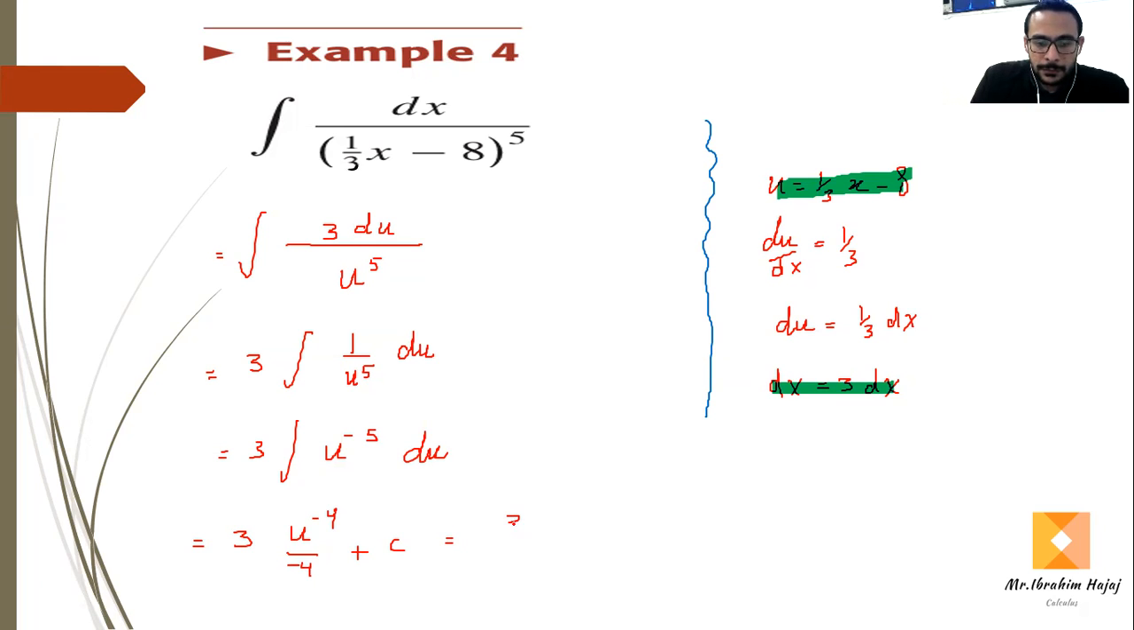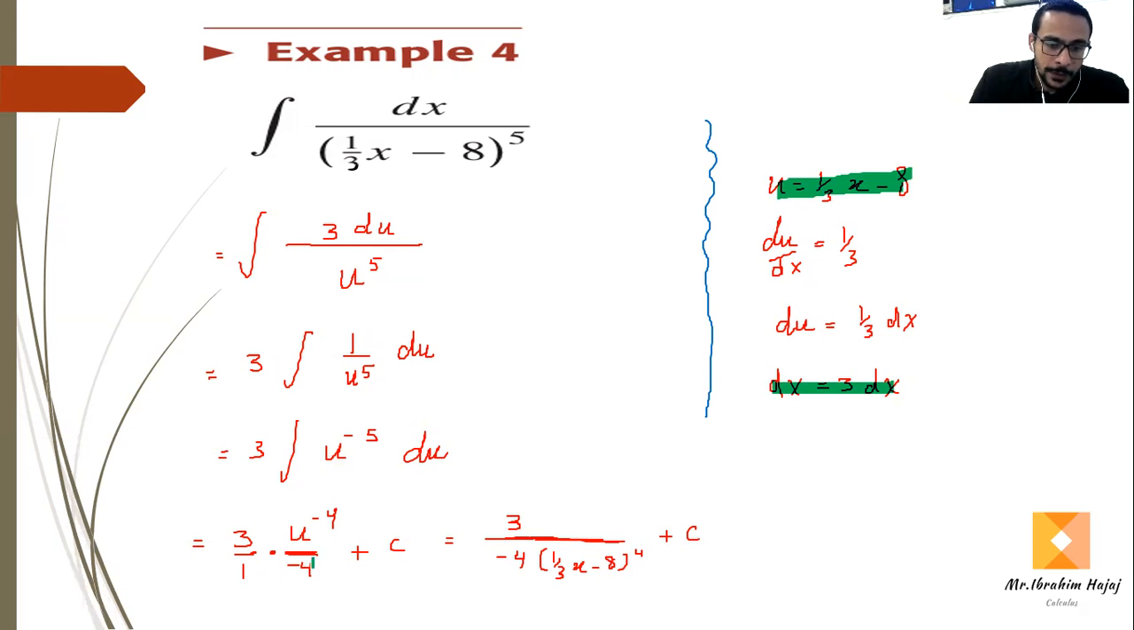Then we flip them. So it's negative 12 over u to the power of 4? No, not negative 12, it's 3 over negative 4, because negative 4 is in the denominator. If you want to flip, flip u to the power of negative 4 and return it to its original, 1 over 3x minus 8 to the power of 4, plus c. Yes. Exactly.